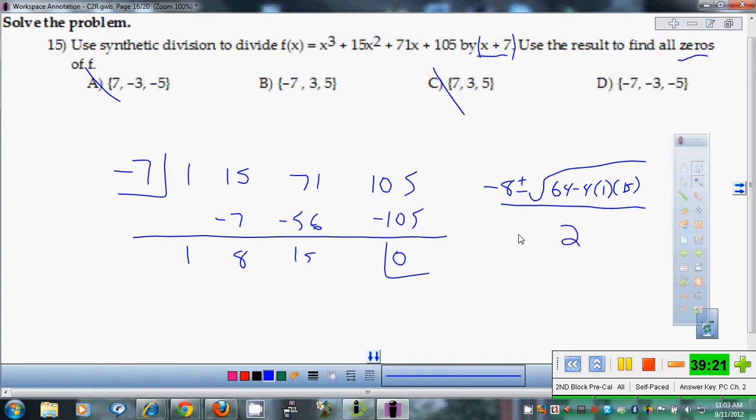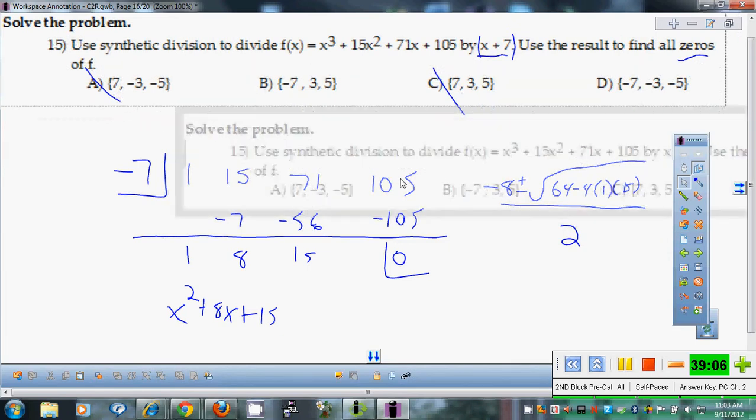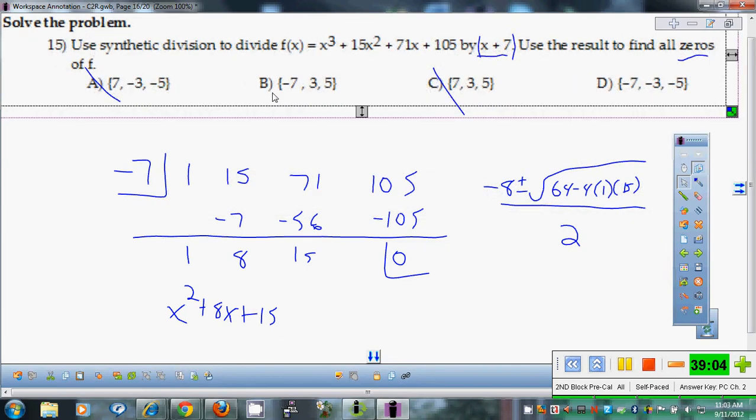It does, doesn't it? X squared plus 8x plus 15. What is that, 3 and 5? +3, +5. So yes, or you could have done quadratic. Either way, you would have gotten the same answer.